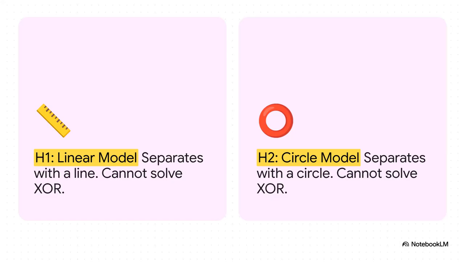So let's just put them side by side. The linear model uses a line. The circle model uses a circle. But in terms of what they can actually do in our little world, they are exactly the same. They can solve the same simple problems, and they both fail the big one, the XOR problem.